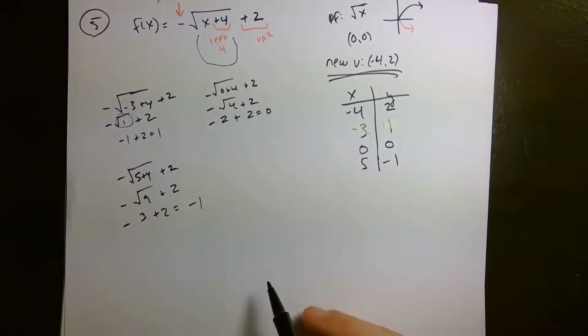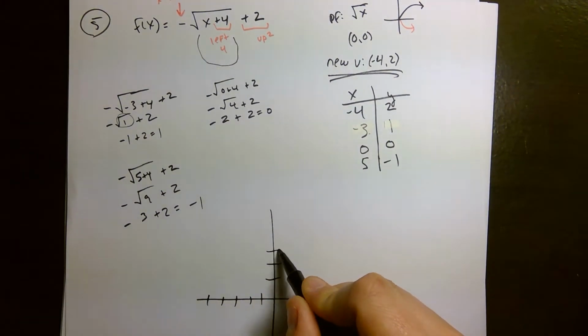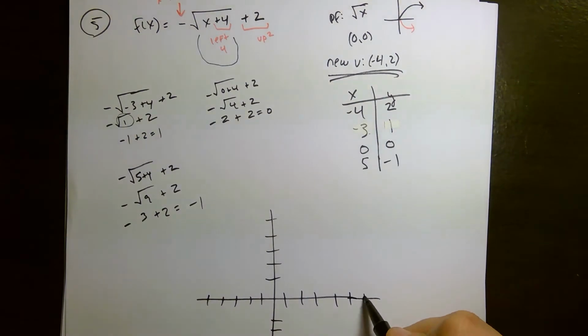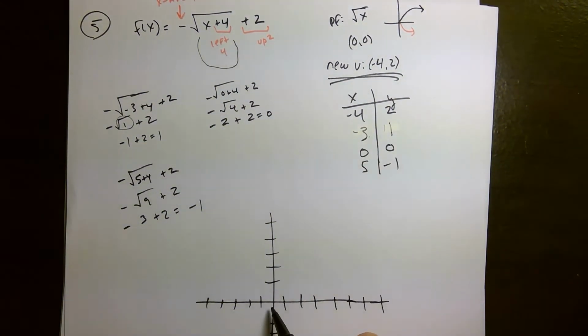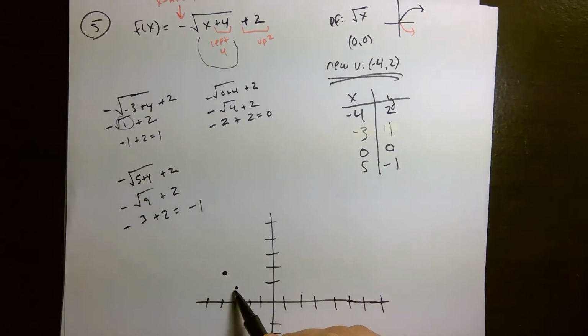And so I will do that. Here's my graph. 1, 2, 3, 4. Make sure we get plenty of space on this so that we can see what this looks like. Okay, so here I go. The first point, which is my vertex, is negative 4, 2. So 1, 2, 3, 4, and then up to 2. Okay, and then negative 3, 1. 1, 2, 3, 1. Okay, and then 0, 0. And then 5, negative 1. So 1, 2, 3, 4, 5, negative 1.